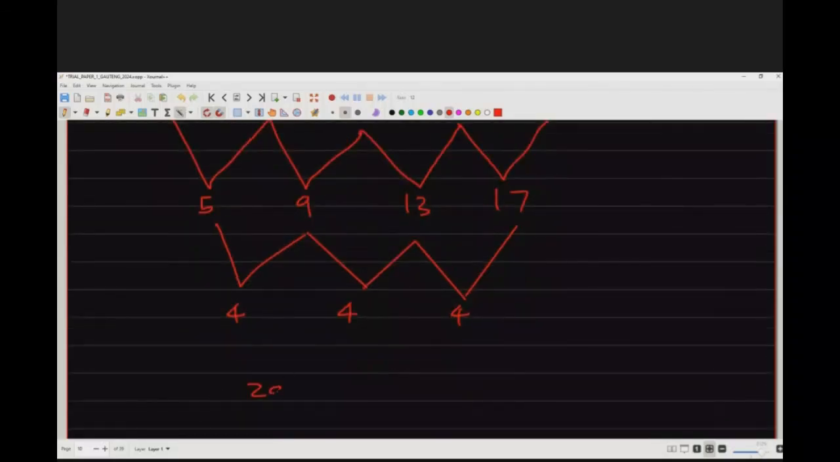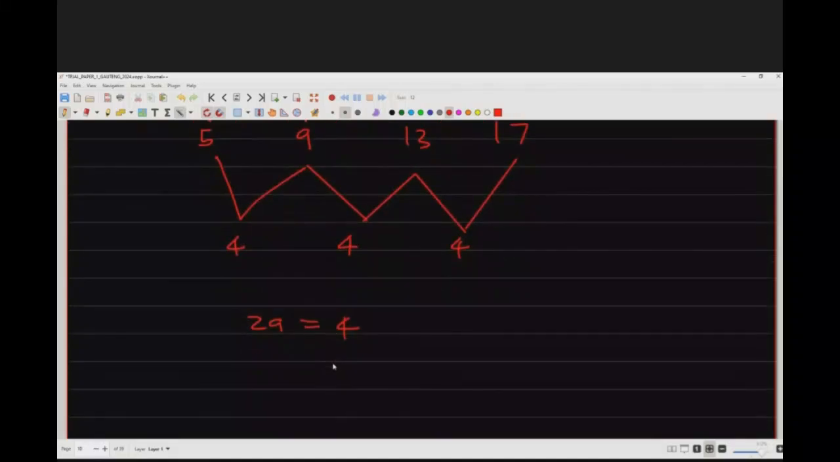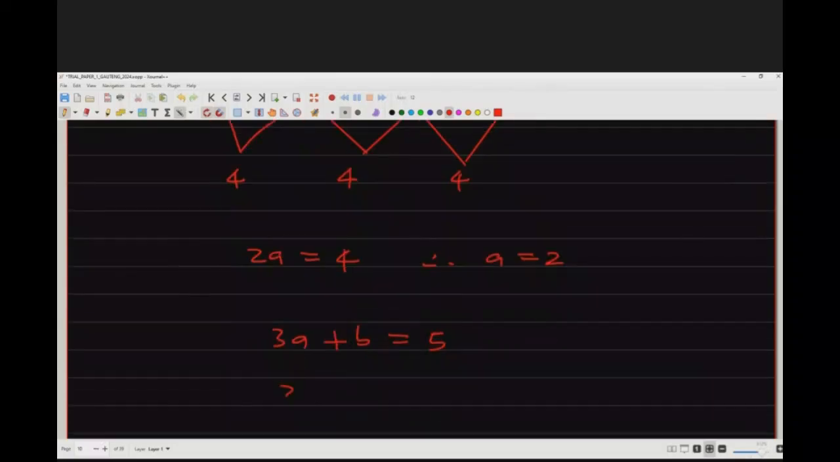Our 2a is going to be equal to that second difference. So therefore, our a value is equal to 2, from the 4 divided by 2. And 3a plus b, that's equal to 5. And this is 3 times 2 plus b is equal to 5. Therefore, b is equal to -1.